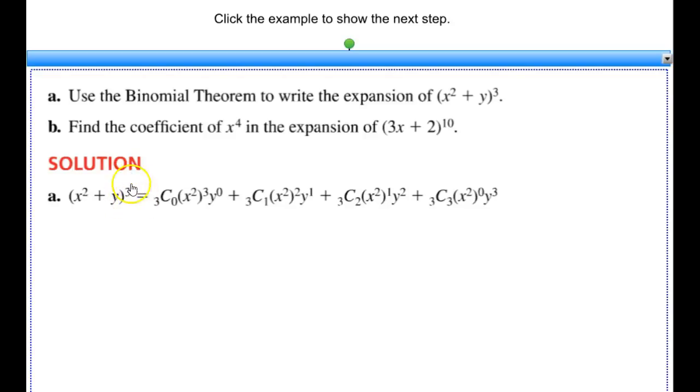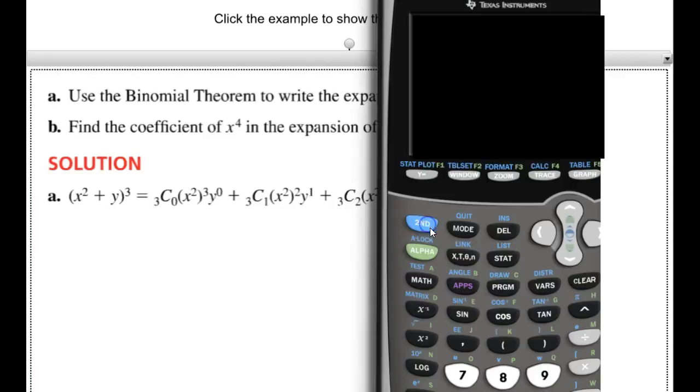I see I have an n of 3, so I find my combinations and I rewrite everything with my exponents. So you'll see here my a, my first term, has the exponent of my n, and my b has the exponent of 0, and then my a exponent decreases by 1 each time. So I start with 3, then 2, then 1, then 0, and here it goes up by 1. So 0, 1, 2, 3. So now I can find these combinations.